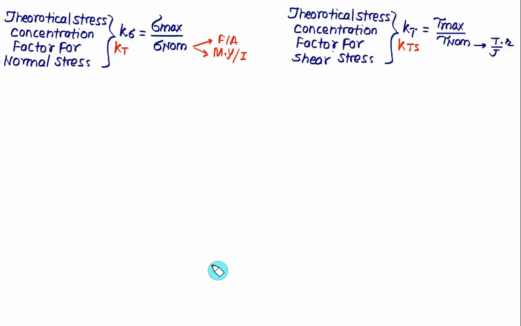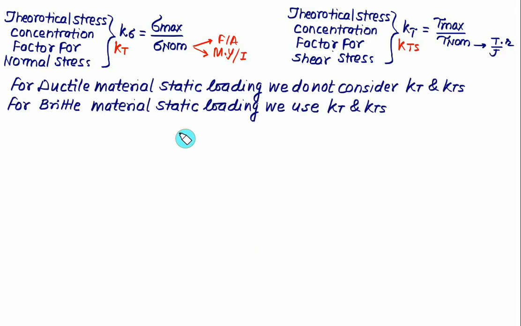The theoretical stress concentration factor in the case of normal stress, represented by Kt, is sigma maximum by nominal stress, and the theoretical stress concentration factor for shear stress, represented by Kts, is tau max by tau nominal. These two values you can neglect in the case of ductile material and static loading. So for ductile material in static loading, we normally do not consider the value of Kt for both normal stress as well as shear stress. And for brittle material under static loading, we use the values of Kt and Kts.